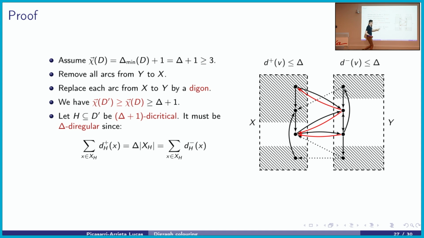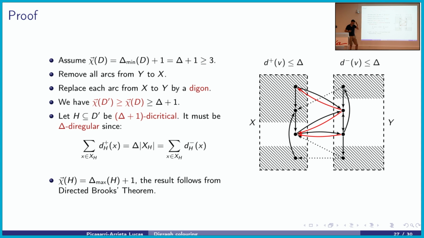And if we sum the out degrees in XH, so the intersection between X and H, what you obtain is exactly delta times the number of vertices in XH. And this must be equal to the sum of the in degrees, because what we are computing is exactly the number of arcs inside XH plus the number of digons between XH and YH. And using the fact that every vertex has in degree at least delta, we obtain that H must be delta diregular. So every vertex has in degree and out degree exactly delta.